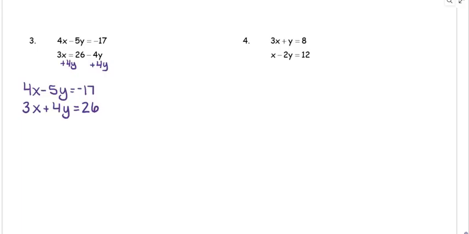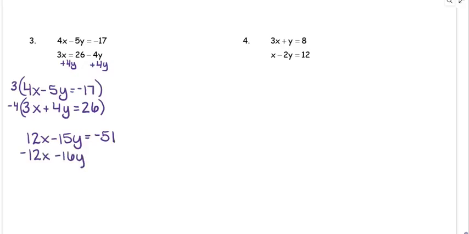I'm going to choose here to get rid of the x's. So I'm going to multiply that first equation through by a 3 and the second equation through by a -4. Notice all I had to do there is kind of flip-flop where those coefficients were going, and I needed to make sure that one of them was going to be negative. Now when I multiply through by the 3, that first equation changes into 12x minus 15y is going to be equal to negative 51. And the second equation turns into negative 12x minus 16y is equal to negative 104.